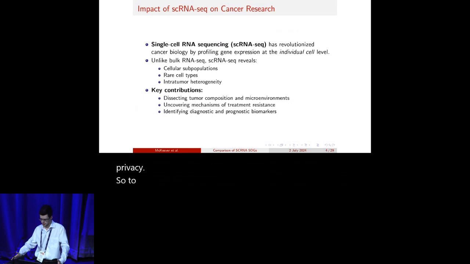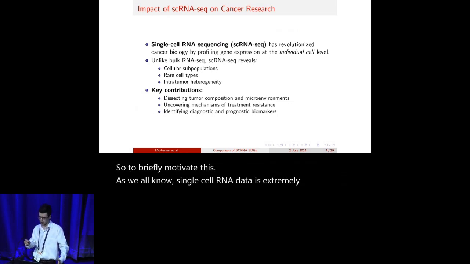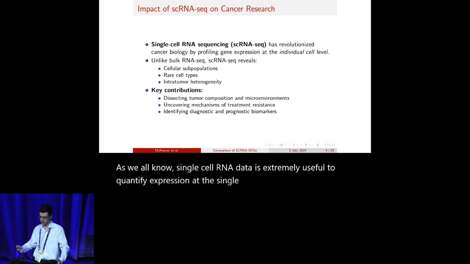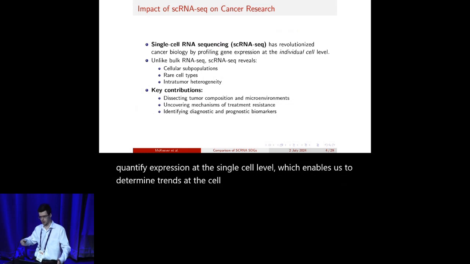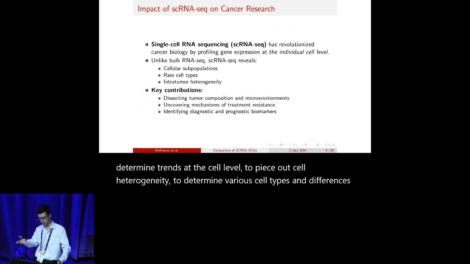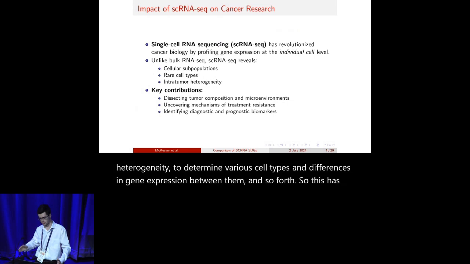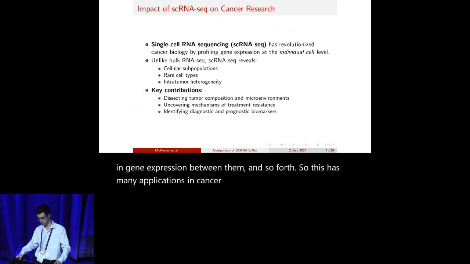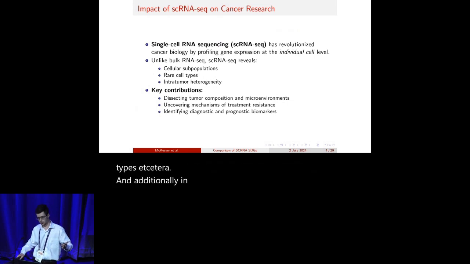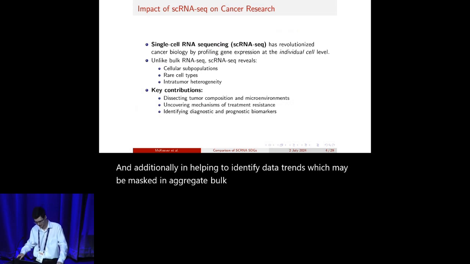So to briefly motivate this, as we all know, single cell RNA data is extremely useful to quantify expression at the single cell level, which enables us to determine trends at the cell level, to piece out cell heterogeneity, to determine various cell types and differences in gene expression between them, and so forth. So this has many applications in cancer research, and researching tumor types, etc., and additionally in helping to identify data trends which may be masked in aggregate bulk data.